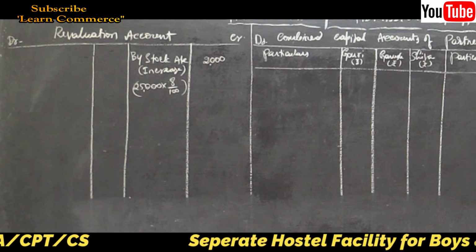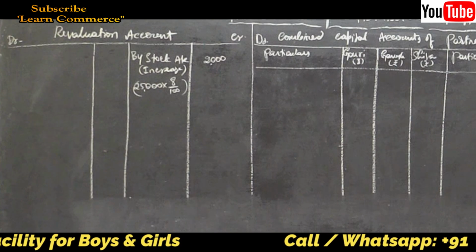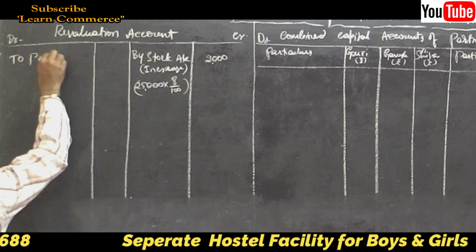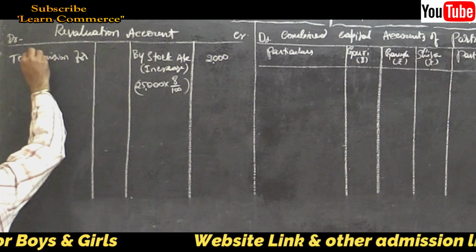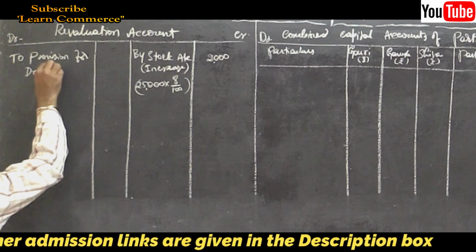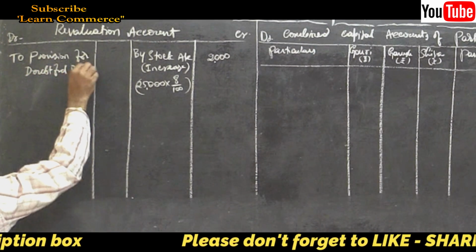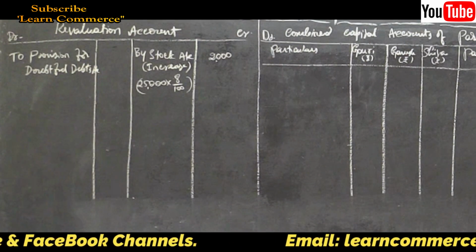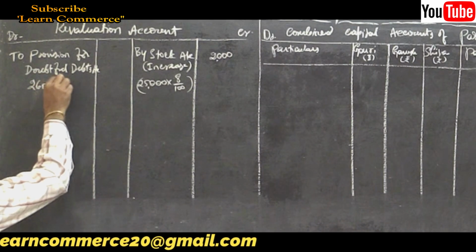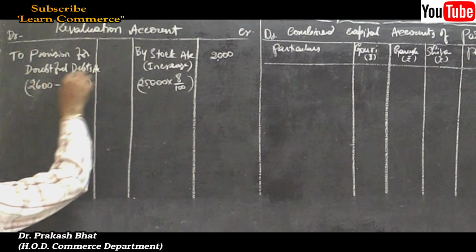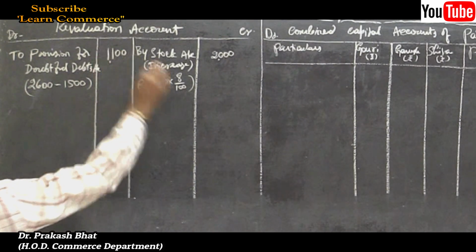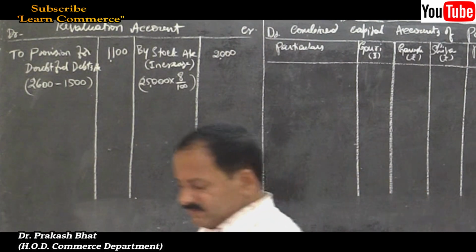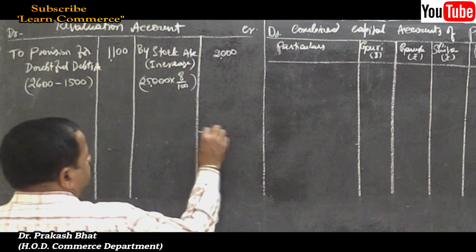Then anything else? There is PDD, increase in PDD, provision for doubtful debts account, that is 2,600 minus 1,500. So it will be 1,100. Now find out the difference, that is 900. Total is 2,000.